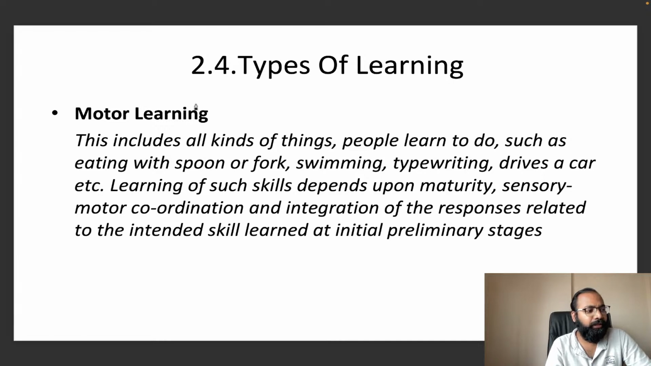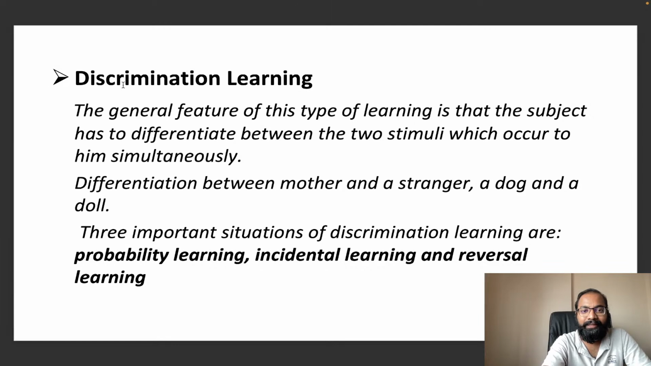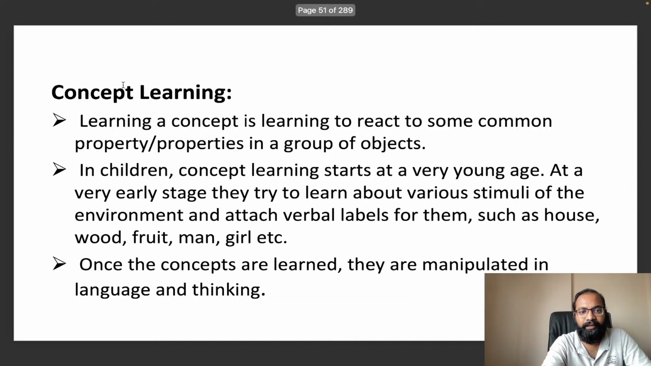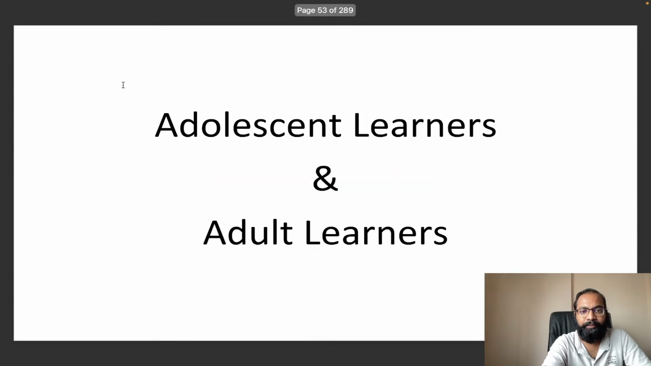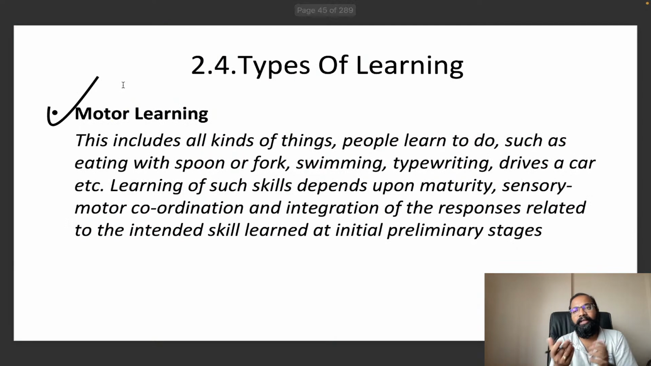Coming to the present, today we are going to start with the types of learning, that is 2.4. As I already told, it is a part of the learner characteristics itself. In the types of learning, first of all, let's have a look at the different types. One is motor learning, another is discrimination learning, the third is verbal learning, and the fourth is conceptual learning. So these are the four different types of learning. Let's look at the definitions and examples of these types of learning.